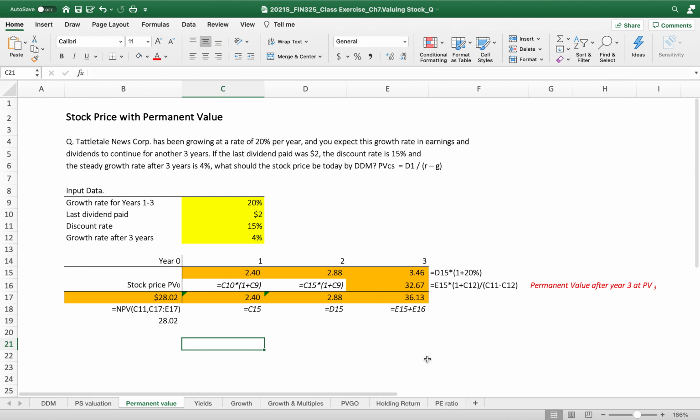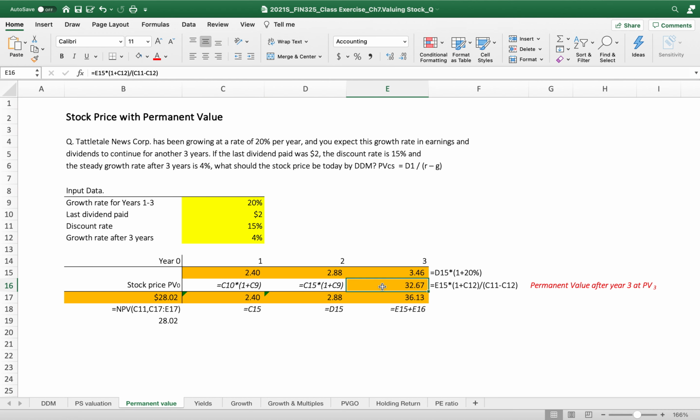Okay, so the point of this exercise is how we calculate the permanent value, the horizon value after year 3: infinite future cash flows with the permanent growth rate of 4%. This dividend has been increasing by 20% for the foreseeable future. But after year 3, we just assume, humbly, that 4% is the growth rate. Then how do you calculate the future cash flows after year 3 forever? Now we can apply this dividend discount model. Present value is equal to D1 divided by R minus G.